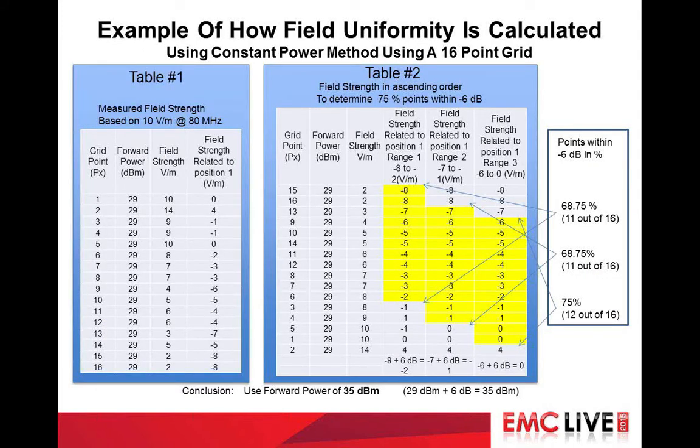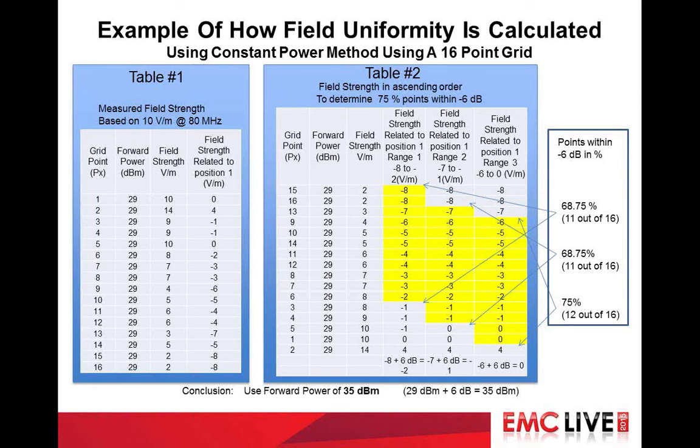This slide shows in tabular data how field uniformity is calculated using the constant power method at one frequency. Again, it's an example at 80 megahertz using a 16-point grid array. Table 1 shows measured field strength for all 16 grid points using grid point 1 forward power of 29 dBm. The last column calculates the field strength related to position 1.